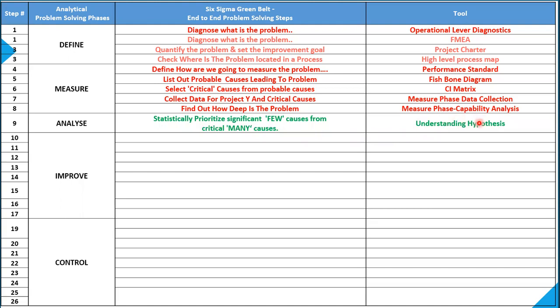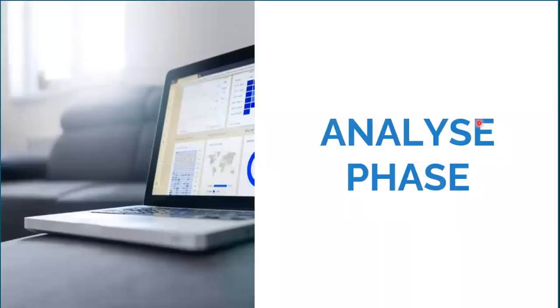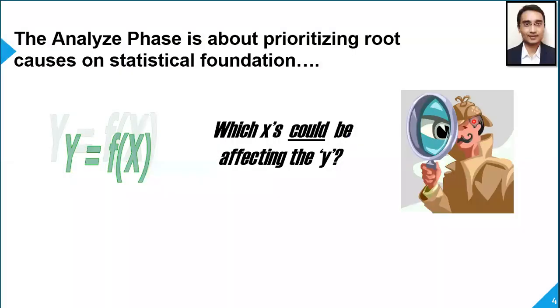So let's go to the next slide quickly. Analyze phase, right? As we keep on talking, the analyze phase is about prioritizing critical root causes on a statistical foundation. So Y is equal to f(X), which X could be affecting Y, that we need to find out statistically. When we do it statistically, it will be more accurate and it will be prioritized out of the critical causes. So these two things are very important.